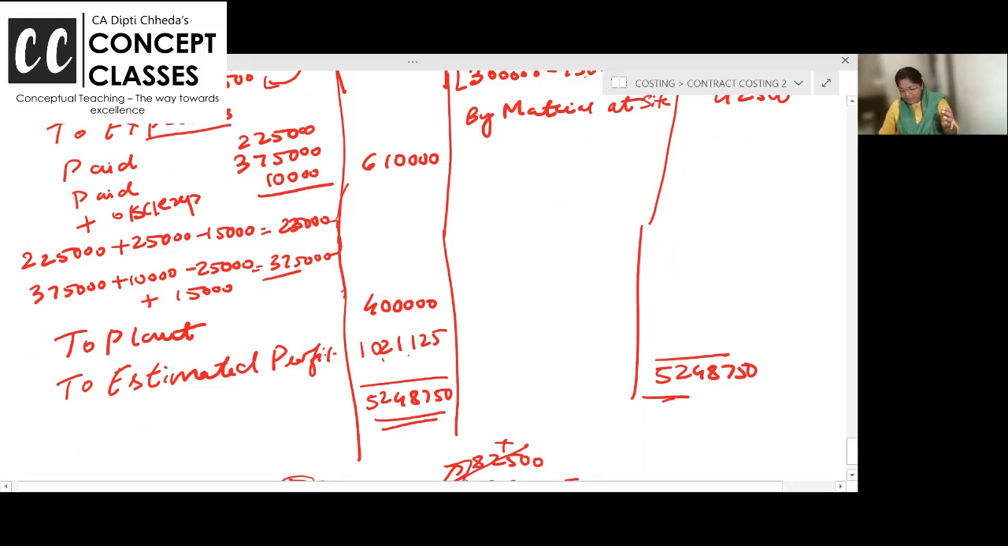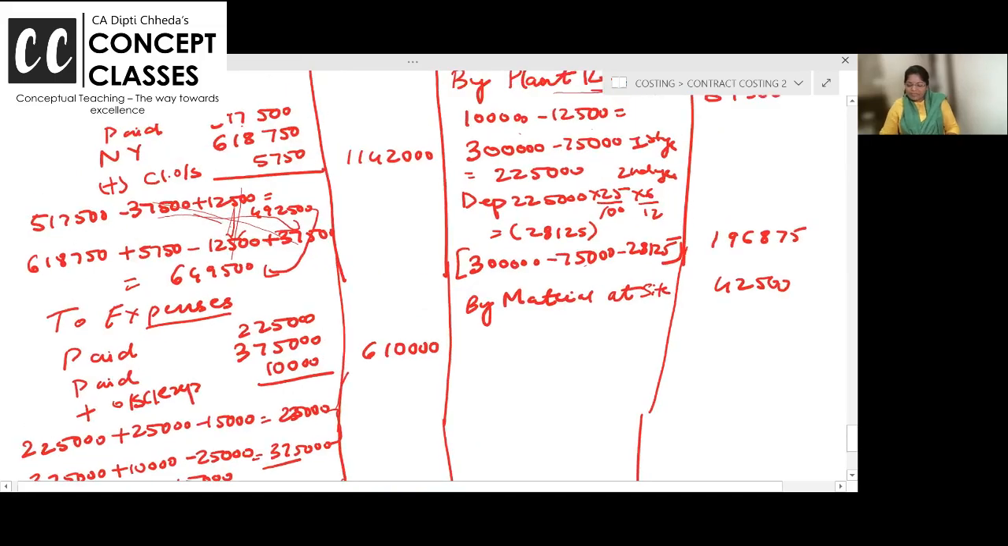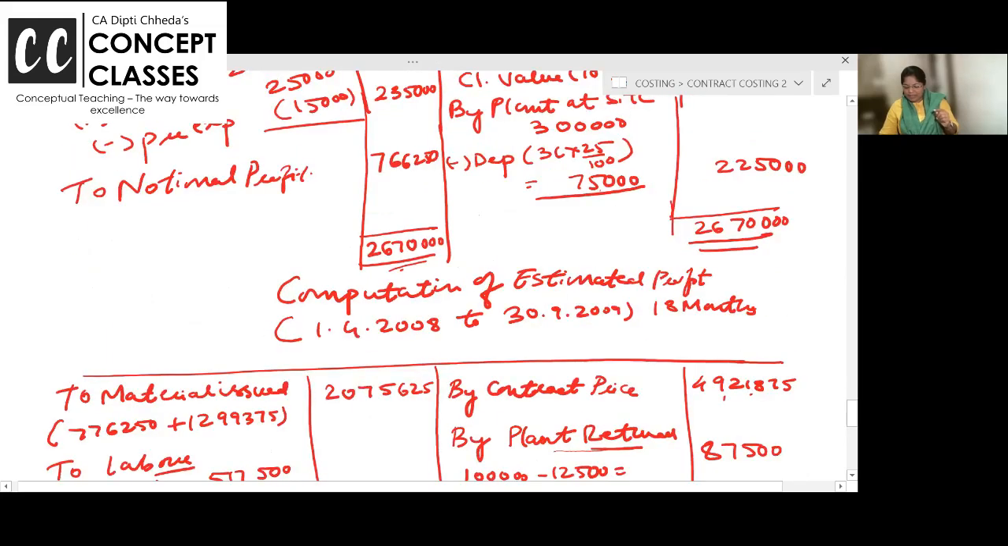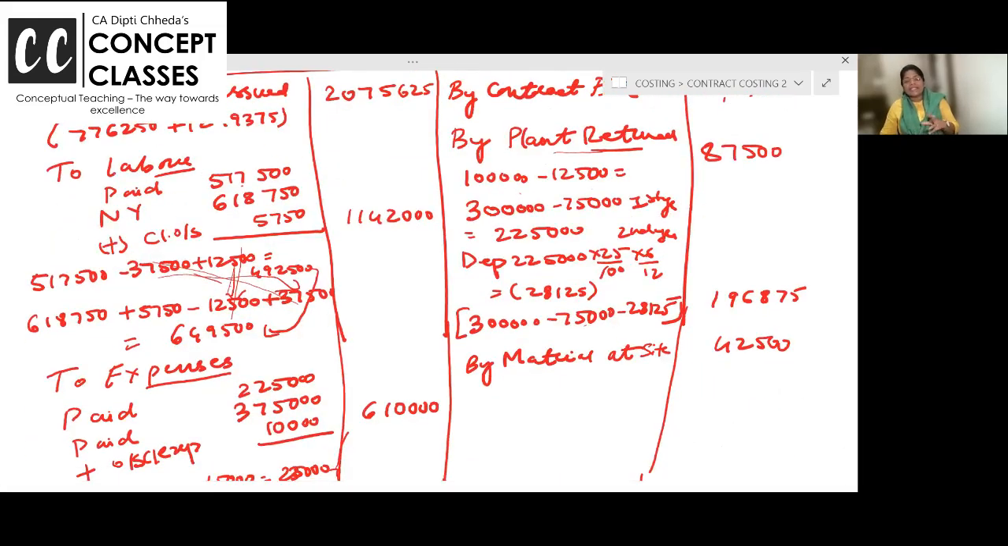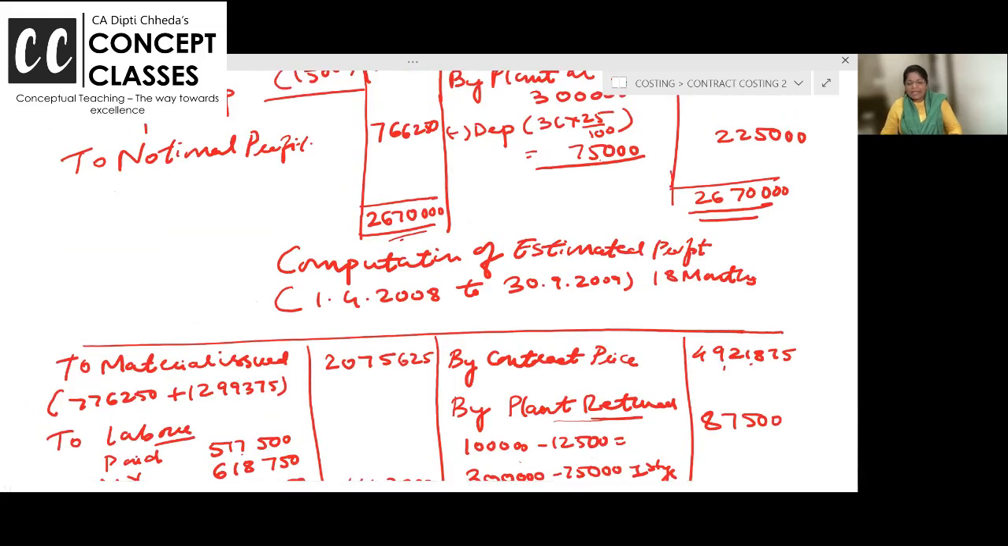In the old syllabus, you had estimated profit multiplied by cash received by work certified, and in that proportion you have to recognize. But now you only need the estimated profit. What is the difference between this contract account and this? This is for 1 year of actual data. This is for 1.5 years of estimated data. That's why I call this estimated profit, and I call this notional profit. Again, notional profit into 2/3 into cash received by work certified you can do and transfer to P&L account. We are not doing that now.